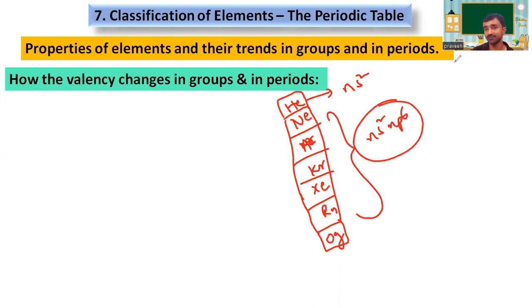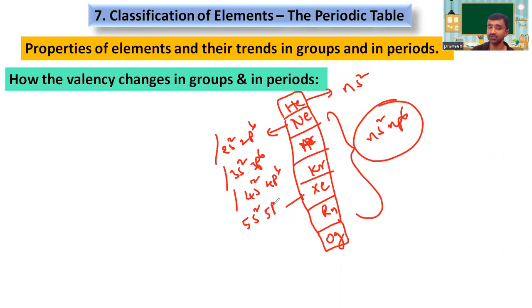Did you see that? Have you got an idea about the valency shell electronic configuration being the same in the groups? Helium is 1s2. From neon, we can write 2s2, 2p6. For argon, 3s2, 3p6. I'm writing only the valence shell electronic configuration. Next, krypton is 4s2, 4p6. Xenon is 5s2, 5p6. Similarly, you are getting s2p6.